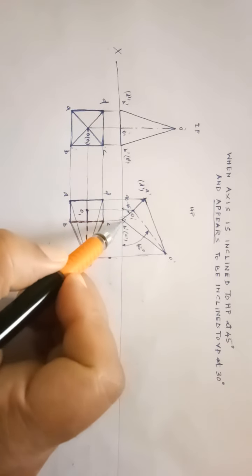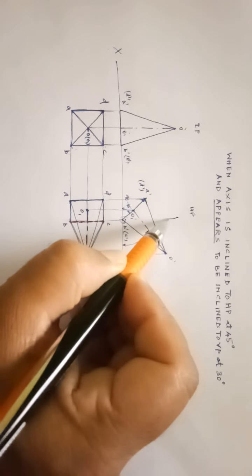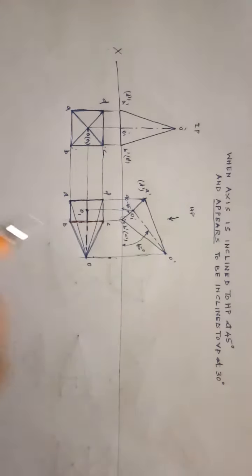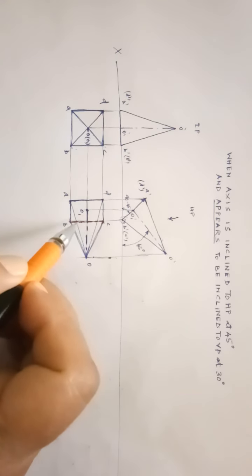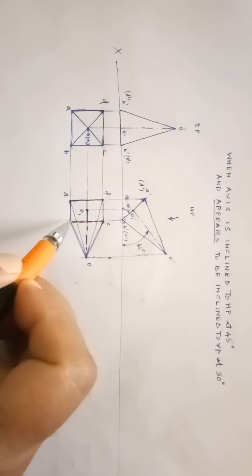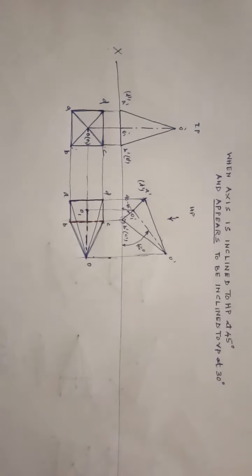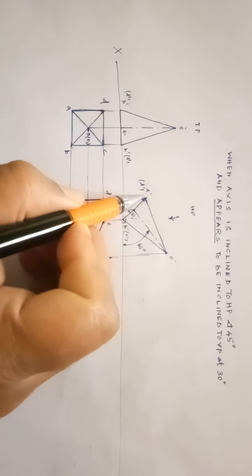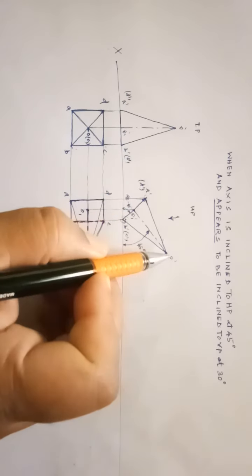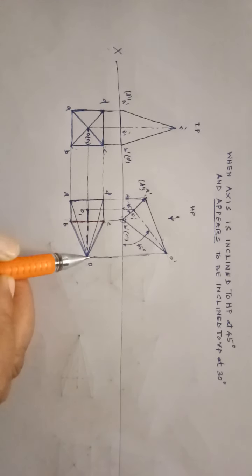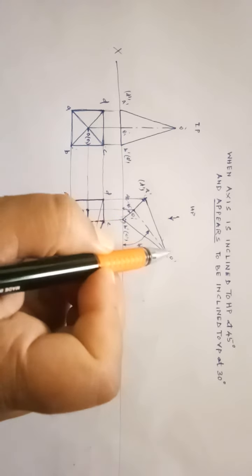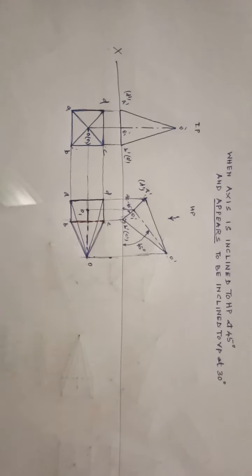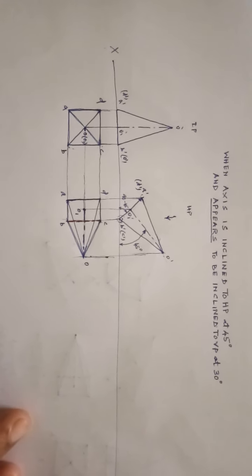Then the edge B dash C dash, if you look from the top, is not visible. So the line joining the corners B and C will be an invisible line and it is represented by a dotted line, as you can see. The corners A and O are visible, so A and O will be a full line. D and O also is visible. If you look from here, D and O also is visible. Therefore D and O will be a visible line in the top view. This completes the HP condition.